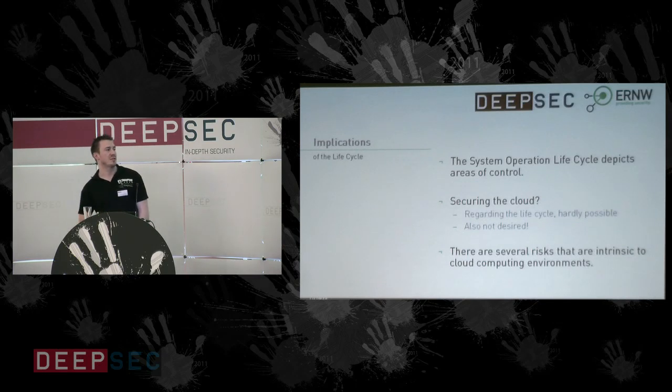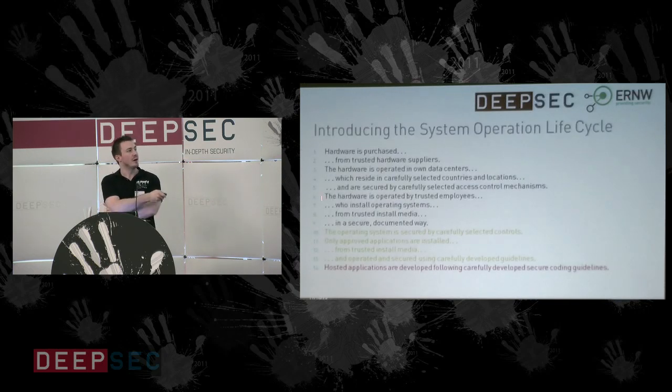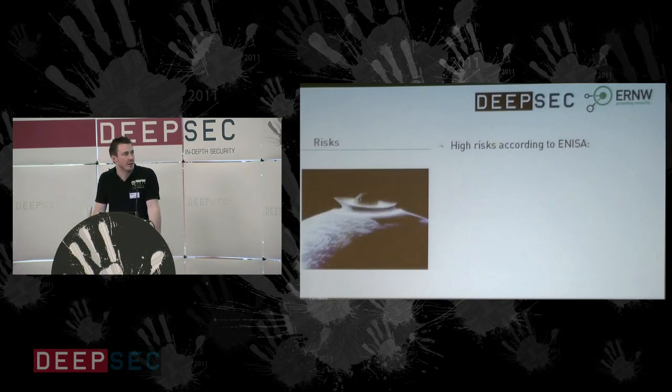What the system operation lifecycle is telling us is that it's not possible to secure the cloud in all aspects. There's simply no possibility, because these areas, at least the yellow ones, are also under control of the cloud service provider in platform as a service environments. It's just not possible to secure the cloud.